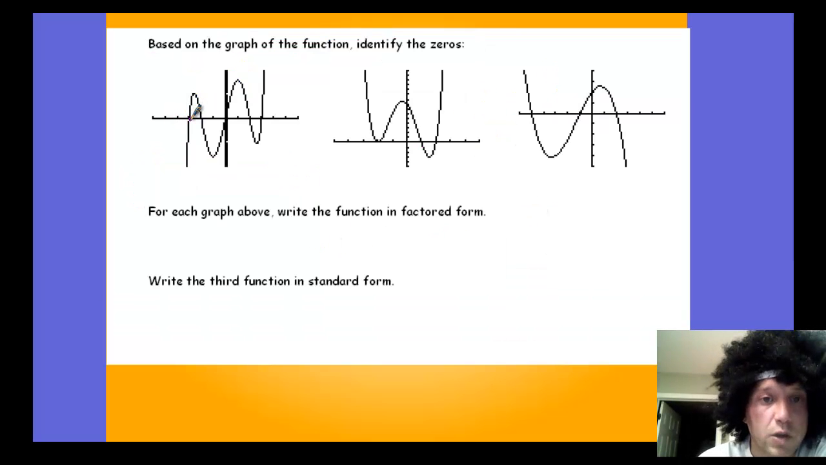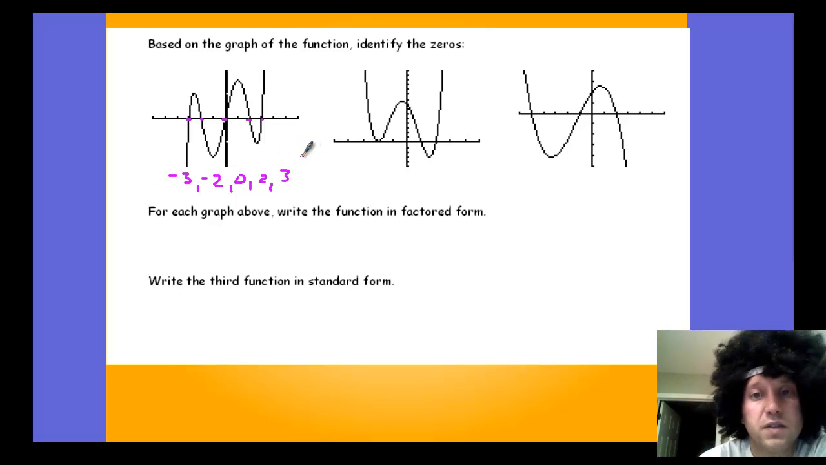So we can go backwards here. We can take the x-intercepts and write those down. So this would be, assuming we're by ones, 1, 2, 3, -3, -2, 0, 2, and 3. So we can actually identify the zeros.